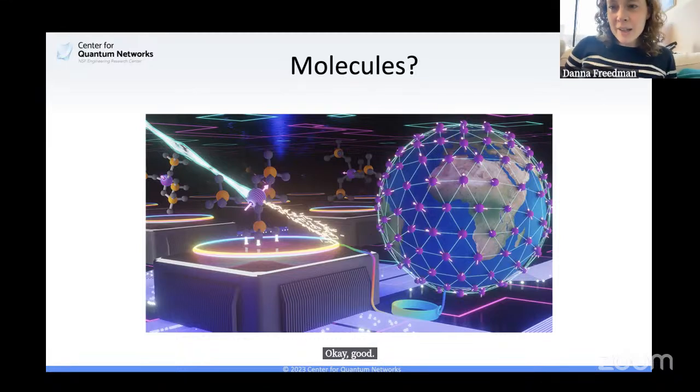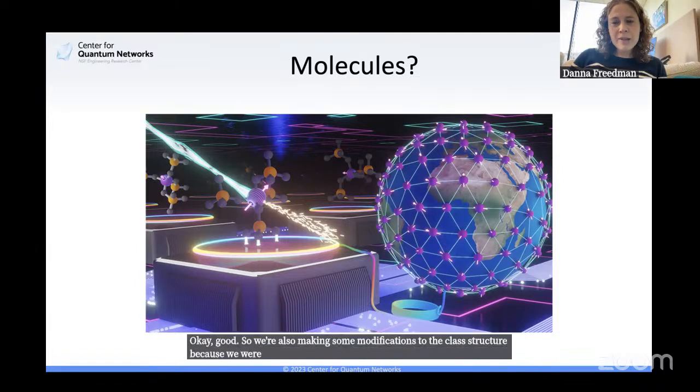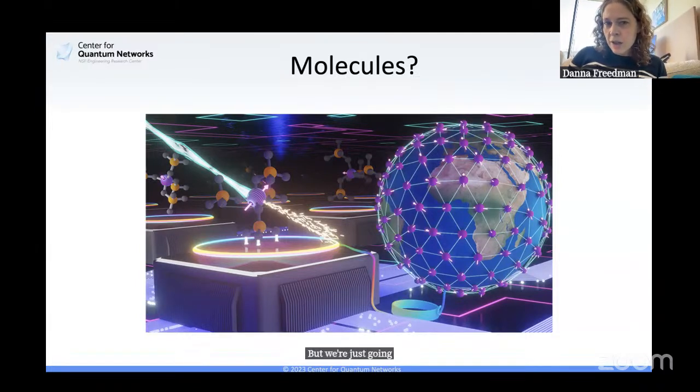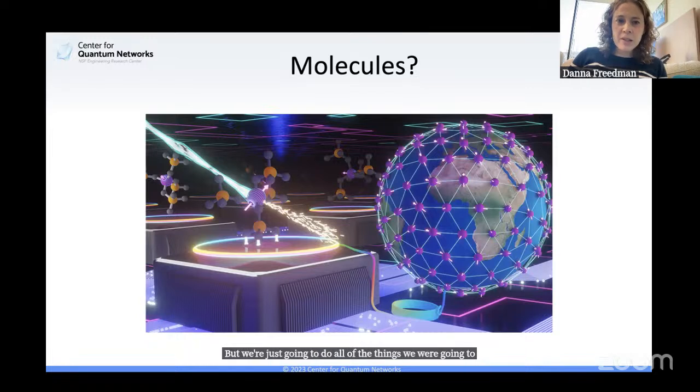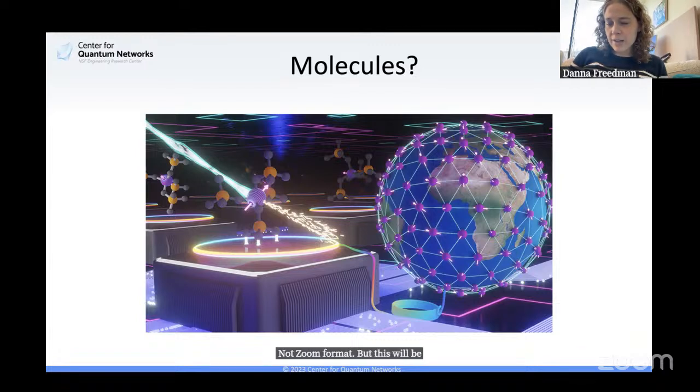So we're also making some modifications to the class structure because we were planning some breakout rooms, but we're just going to do all of the things we were going to do in breakout rooms in the larger group because of the webinar, not Zoom format.